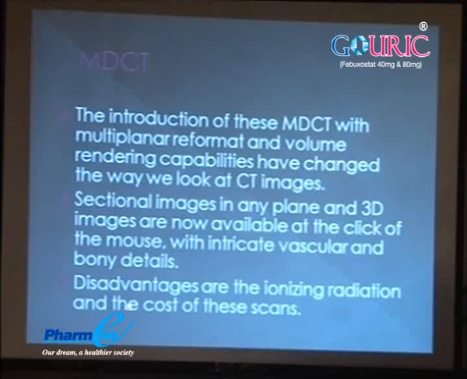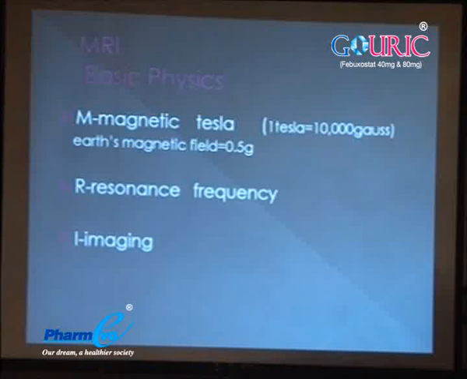Multi-detector CT with multiplanar reformat and volume ranging capabilities have really changed the way we look at CT. In MRI, there are no ionizing radiations. What we use is a magnetic gradient. And just to give you an idea of what sort of magnetic field we are using, 1.5 Tesla. 1 Tesla is 10,000 Gauss, and the Earth's magnetic field is 0.5 Gauss. So you can imagine the amount of magnetic field that we are using here.